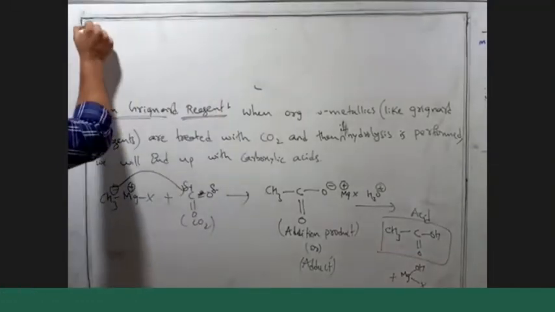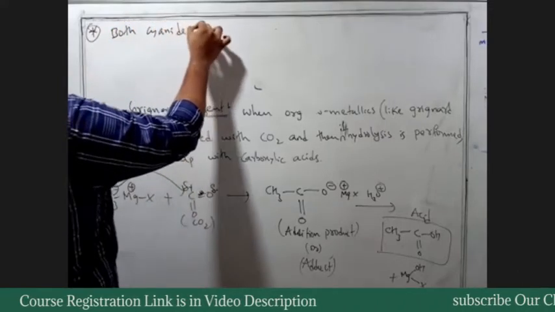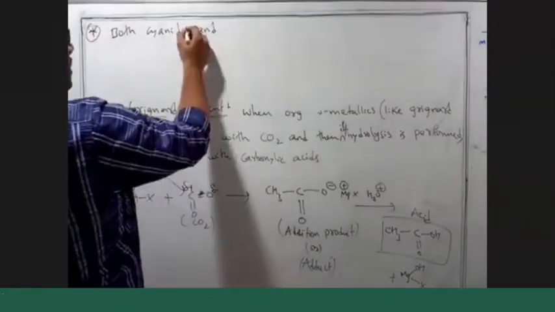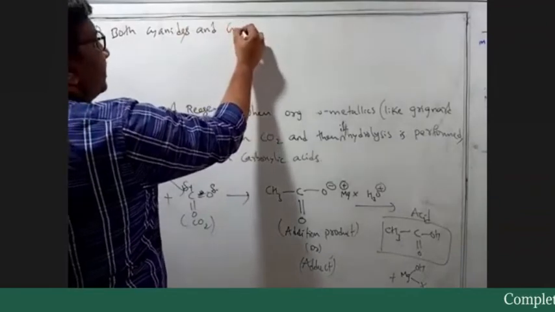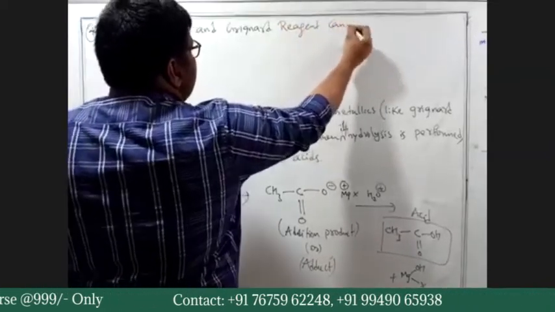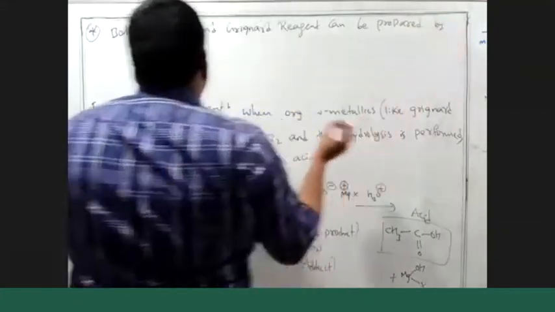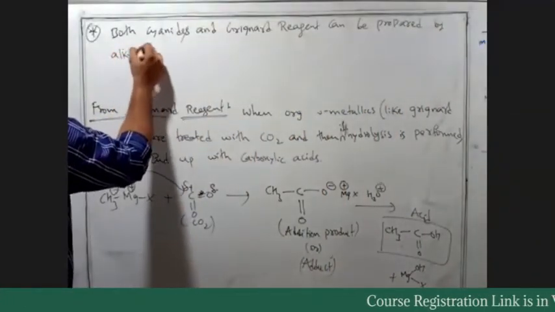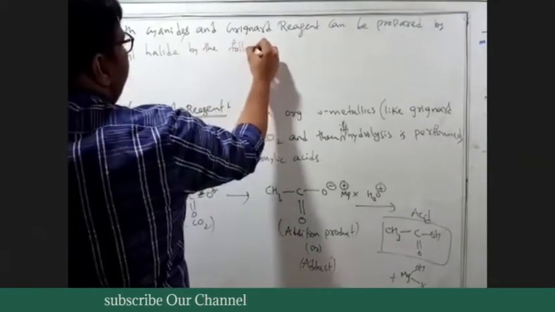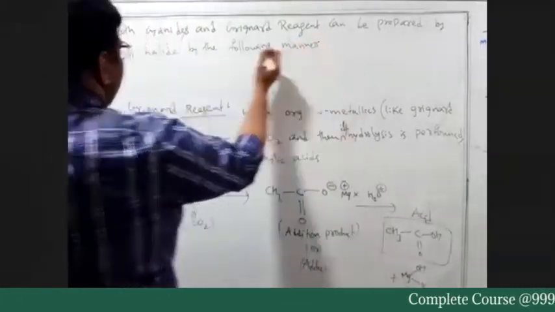Write down some points. Both cyanides and Grignard reagents can be prepared from alkyl halides by the following manner. So how can we prepare them?